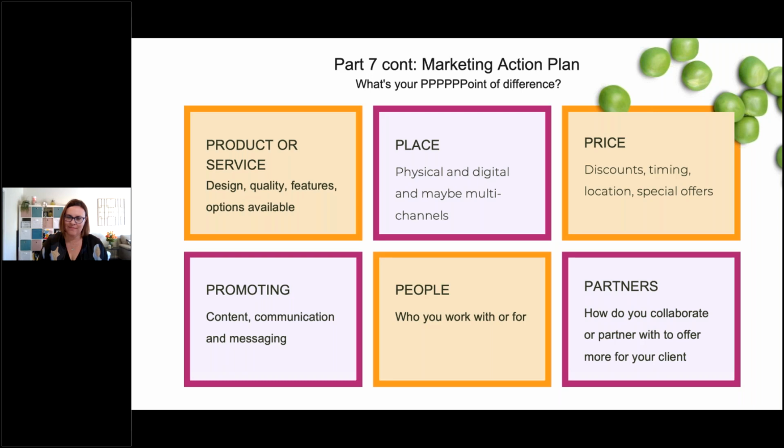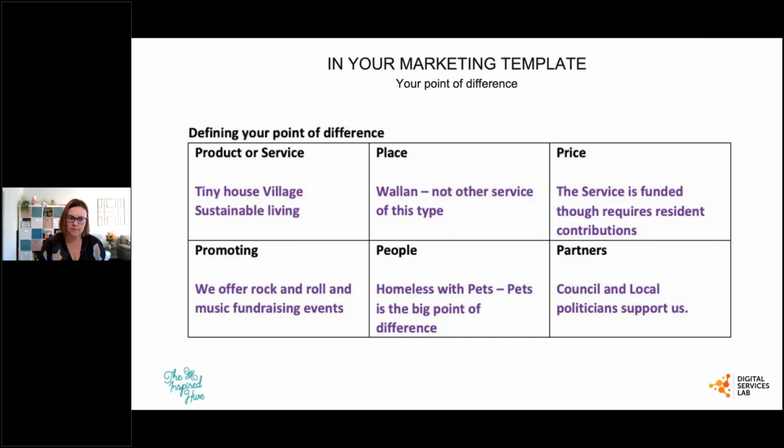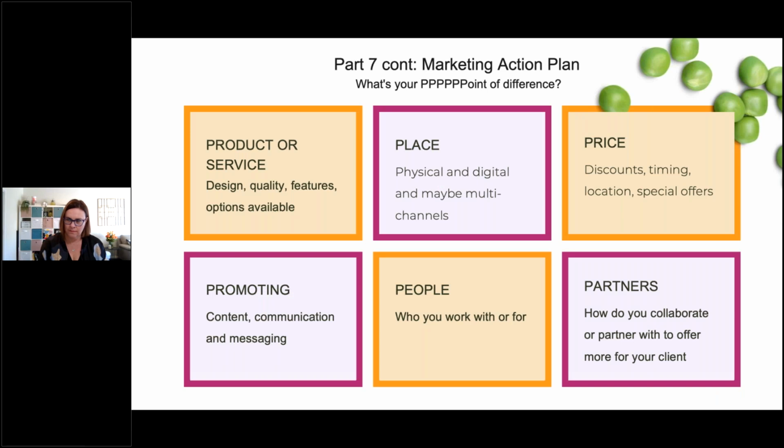So in thinking about your product or service, is the point of difference that you have something that no one else has in the design, the quality or the features of that product or service? Do you have options available that other organisations don't offer? Is your physical location a point of difference? Or is the fact that you're on a particular digital medium or multi-channel mediums a point of difference? Can people engage with you on Zoom? Do you have a hybrid model since COVID? So is your place the point of difference? If you refer also to your marketing template as I go through these slides, you can start putting in some dot points about what you think your points of difference are.